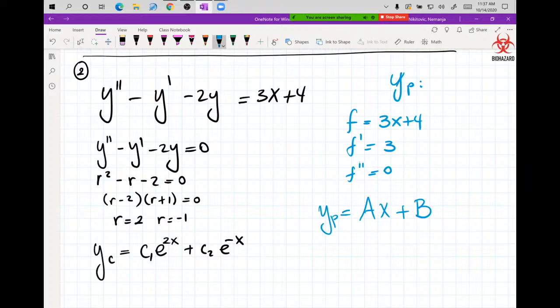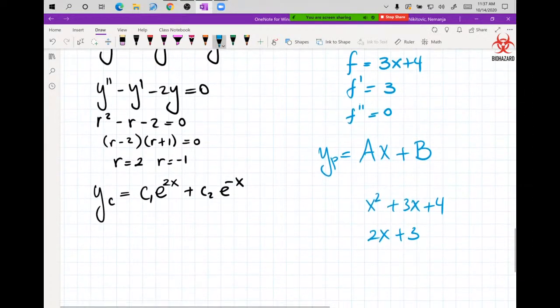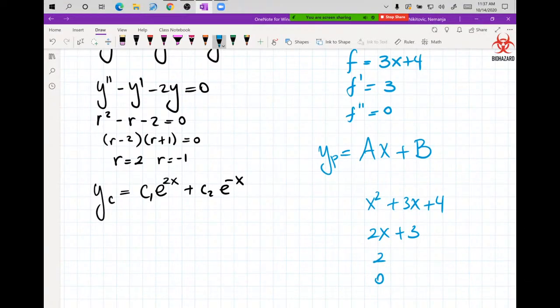Again, this is a 3 over here. So why can't we just immediately have a 3 for a? Well, you can't really, because if your problem was x squared plus 3x plus 4, then the first derivative is 2x plus 3, the second derivative is 2, the third derivative is 0. So now you see that the x term changed its coefficient, right? So the x changed its coefficient if this was a different function.